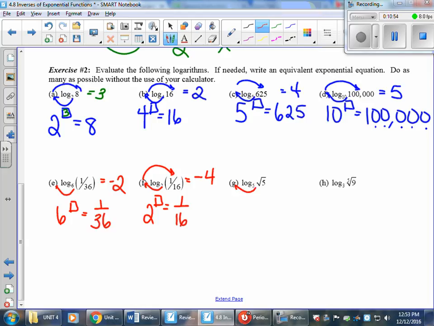So this one I'm going to rewrite completely. I'm going to say 5 to the what power is equal to this. 5 to the what power is equal to 5 to the 1/2 power. Well, so this is going to equal a half.